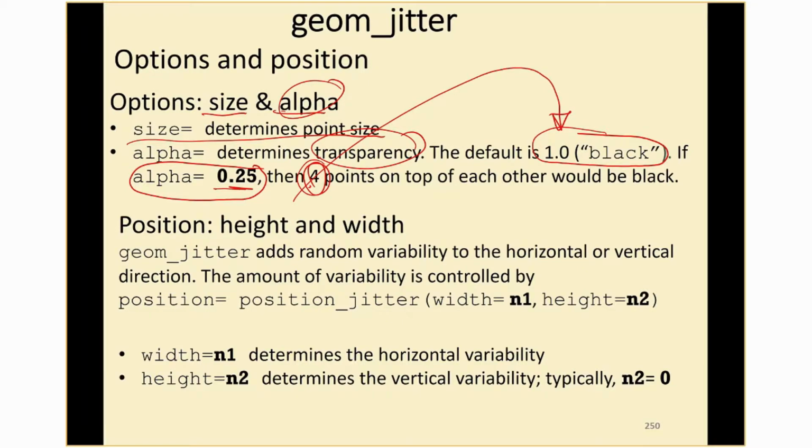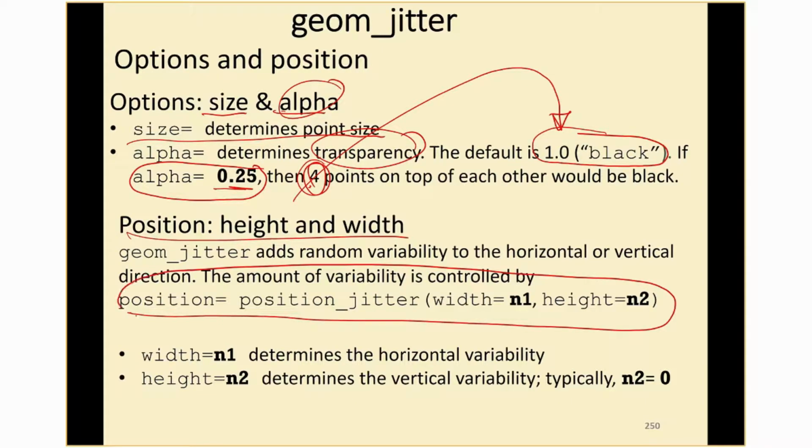In terms of our position statement, this is the general form it's going to have. All the words will be typed in exactly like this, except that there's these two numbers here. The second number, the height, controls the amount of variability that's introduced in the y dimension. You'll set that to 0. Width determines the amount of variability in the x direction. You'll typically set that to some number that will make your plot look nice.